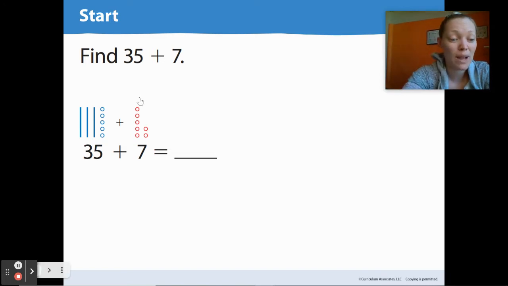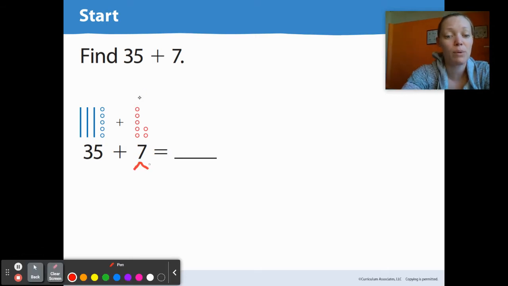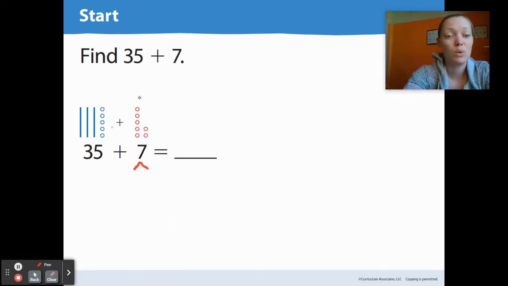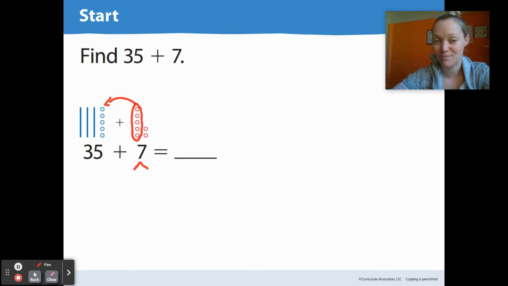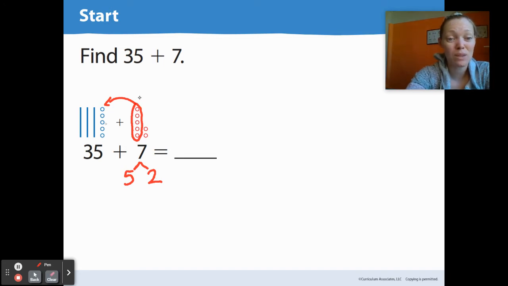So I can see right away that I could probably break up my 7 so that these ones get moved over. So I have 5 here and 5 here. What does 5 and 5 make? 10. So I can break up my 7 into 5 and 2. That way, I can make a 10 with the 5 and the 5, which would give me 1, 2, 3, 4 10s. So 35 and 5 more would give me 40.